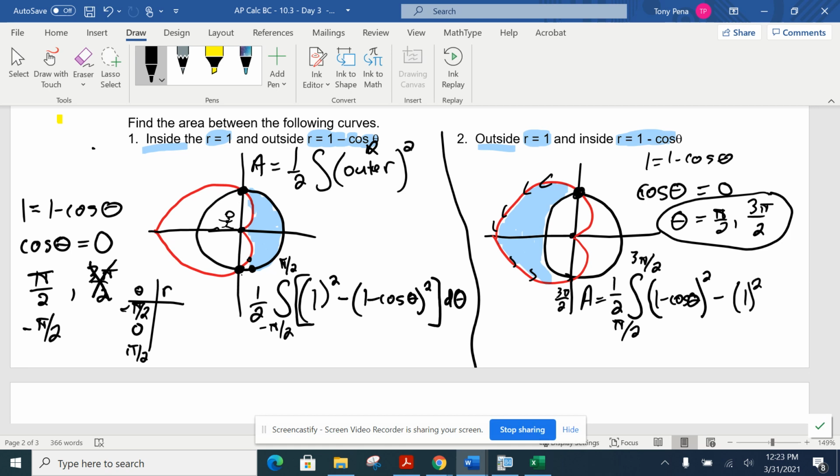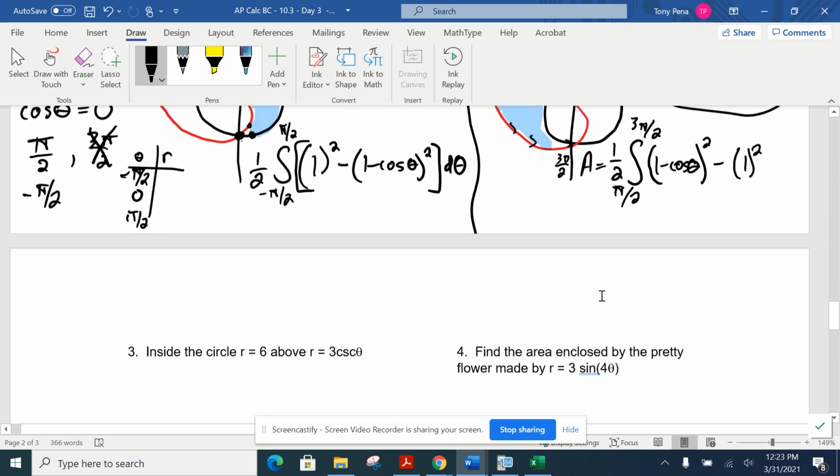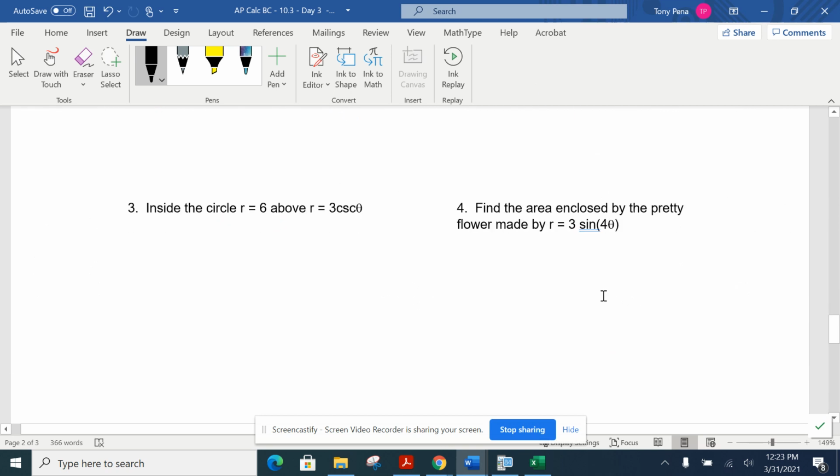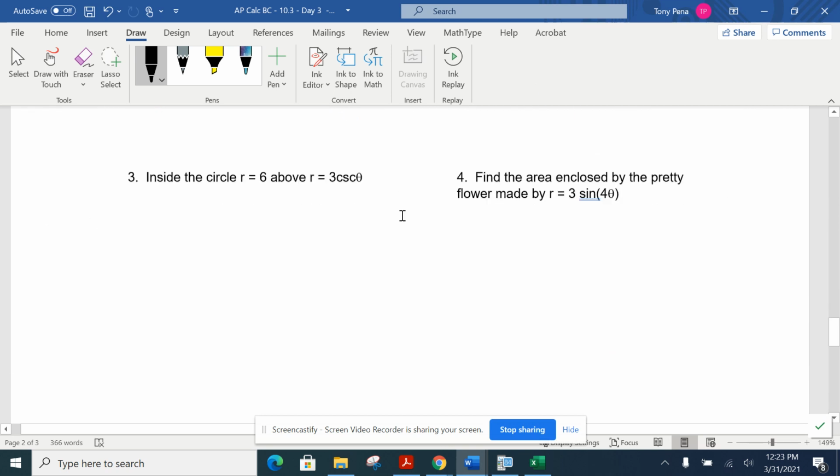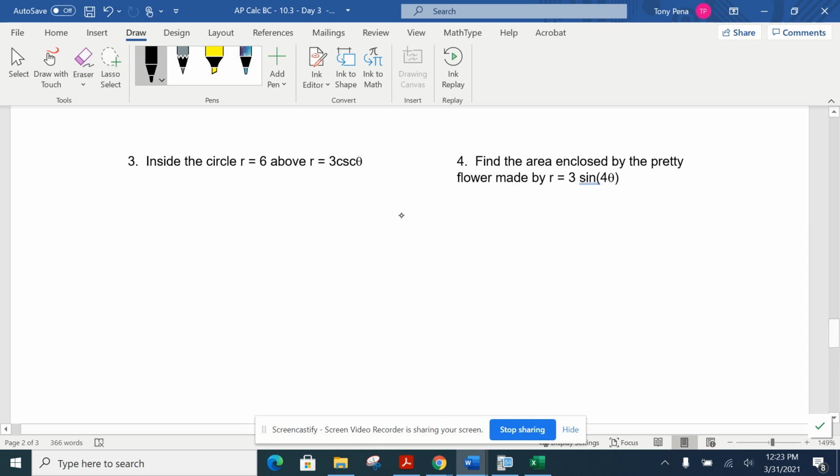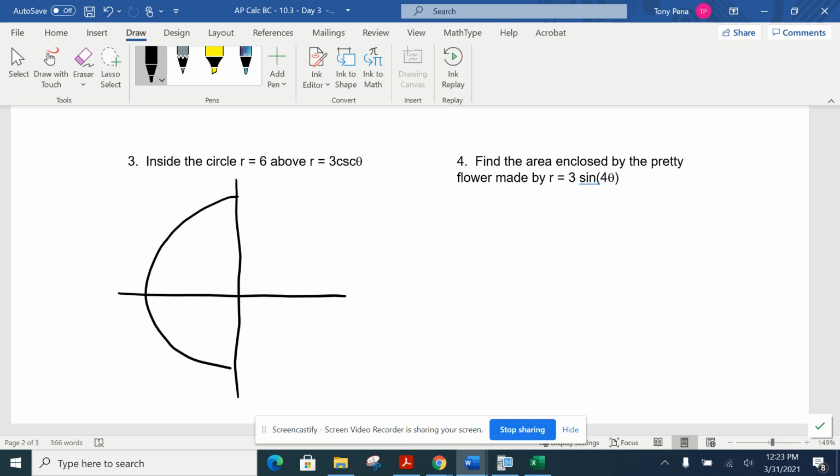All right, follow that idea. Okay, then number 3. So use your calculators. Although the circle, we should know r equals 6 is a circle. So let's sketch that in with a radius of 6. Actually, this one, if you were clever, we could do that without a calculator. Actually, go graph that on your calculator.